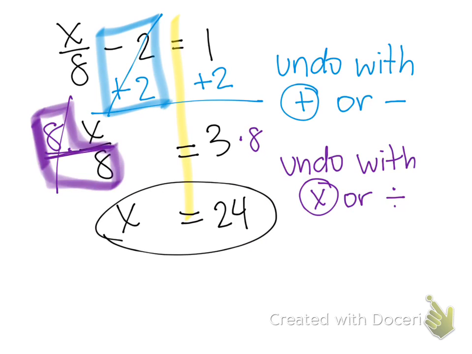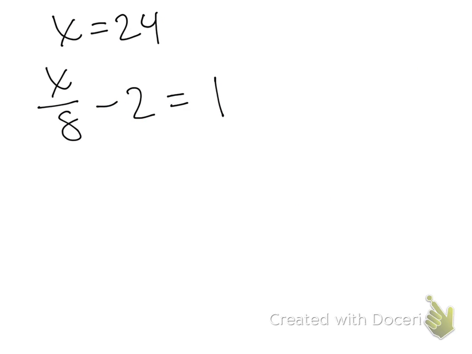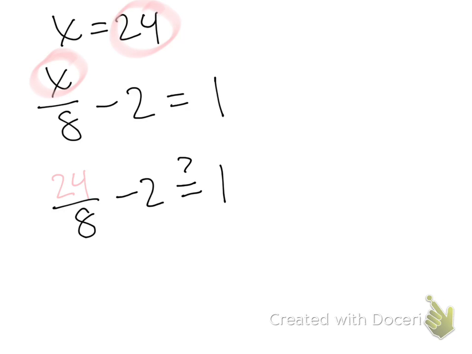Now I need to check. Okay, so I am checking my solution of x equals 24. I am going to take this 24 and plug it in as x into my original equation. So I have 24 divided by 8 minus 2. Is this equal to 1?